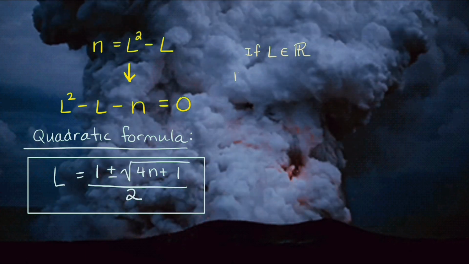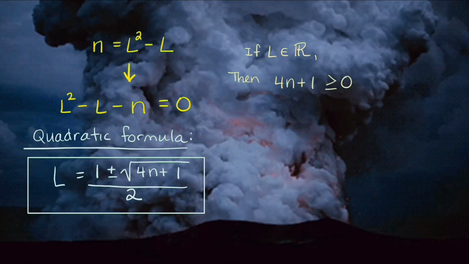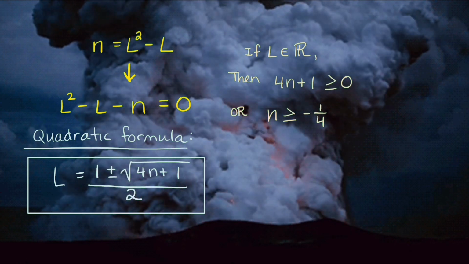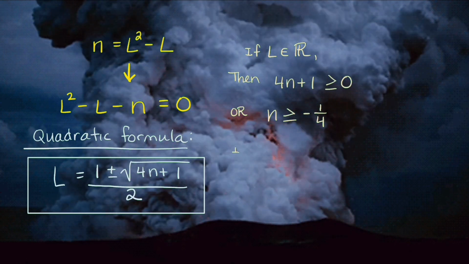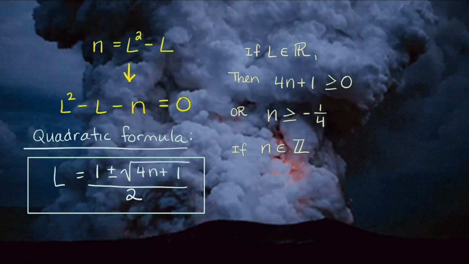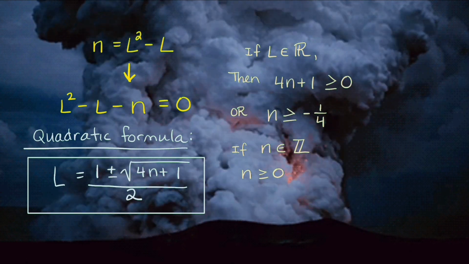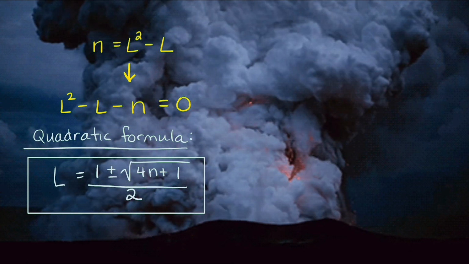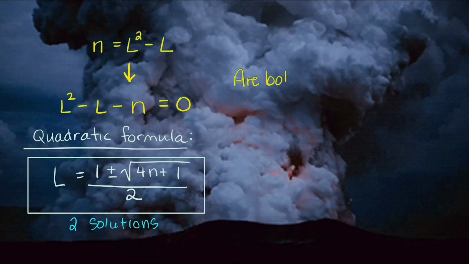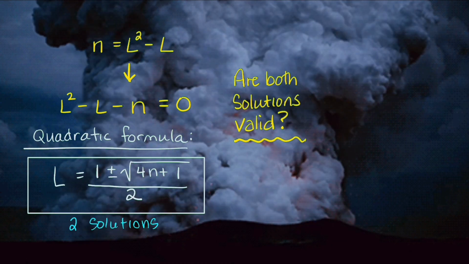Now, examining the discriminant there, if we want L to be a real number, then we can't have a negative under that radical. So 4n plus 1 must be greater than or equal to 0, which means that n must be greater than or equal to negative 1/4. If we restrict n to the integers, that means that n must be greater than or equal to 0. So you can play around with that formula to see what happens if you start to break that formula. But it indicates here why there are two solutions to L.